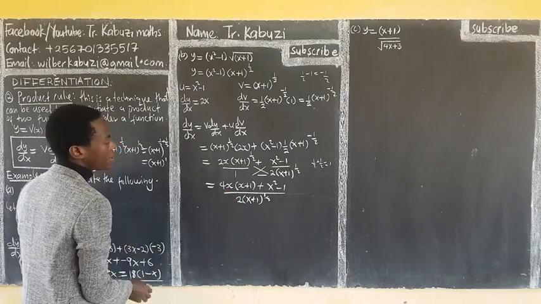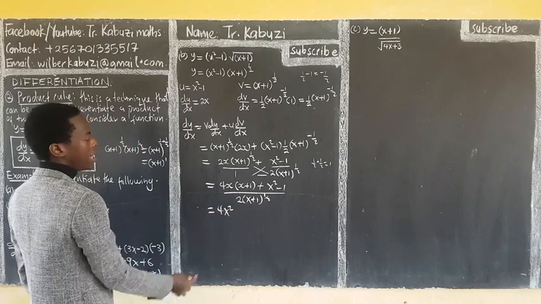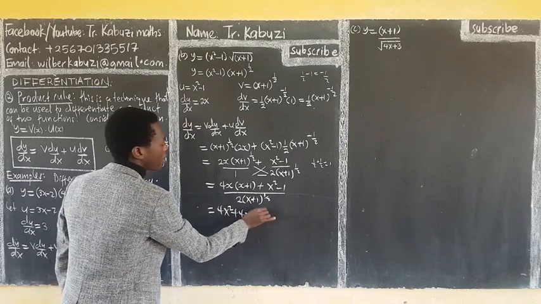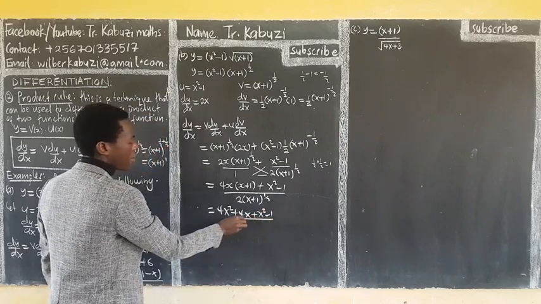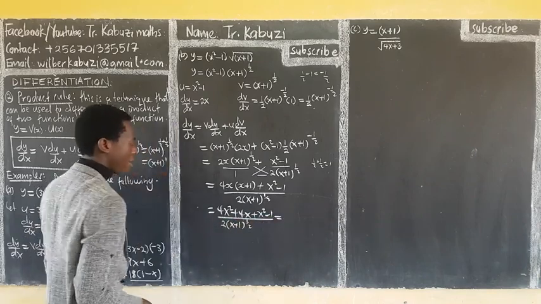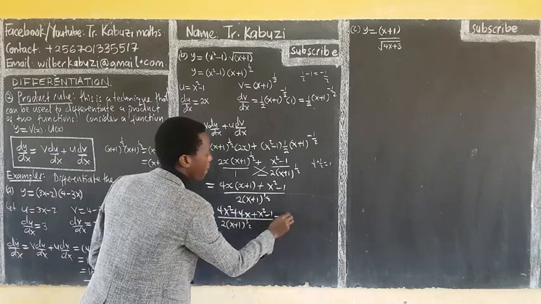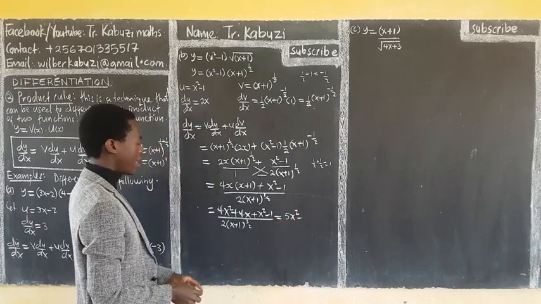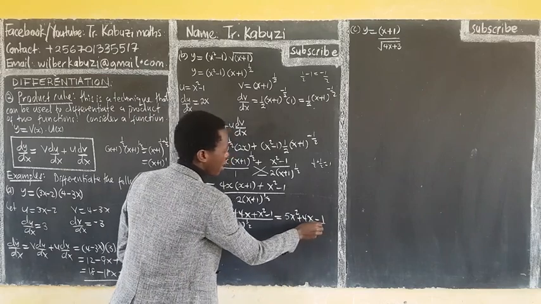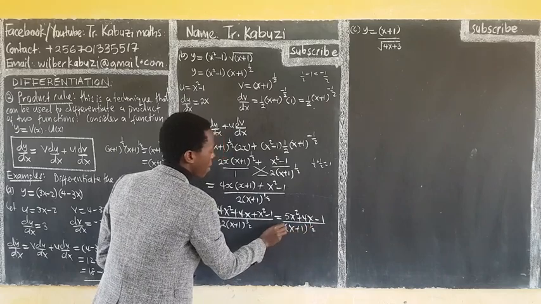So this times this, we shall be having 4x squared. Then this times this, we have plus 4x. Then plus x squared minus 1, the whole over 2 into x plus 1 power a half. Can you simplify? When you see this and this, you get 5x squared plus 4x, then minus 1, the whole over x plus 1 power half.